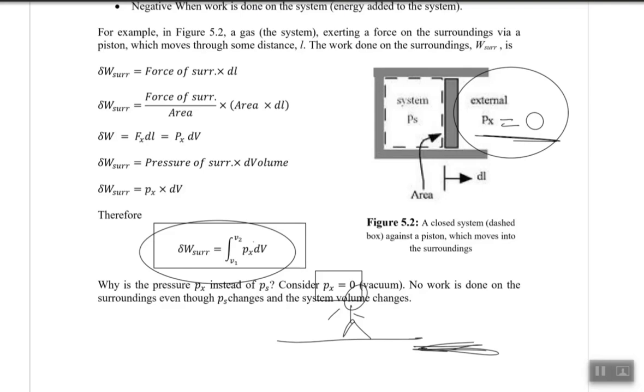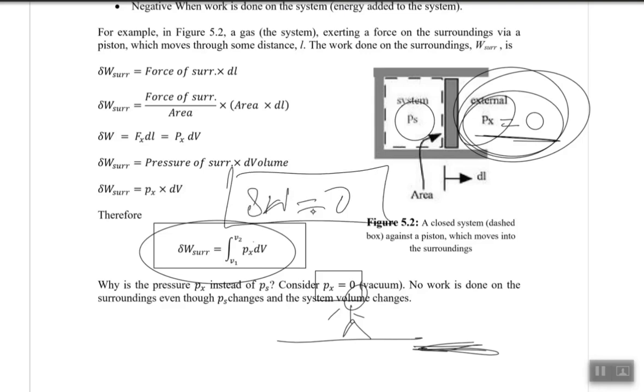And let's take it to the air, and obviously to a vacuum then. The less pressure there is outside, the more difficult it is for the work done to be transferred to the surroundings. In other words, this term dW would be equal to 0 if Px is equal to 0.